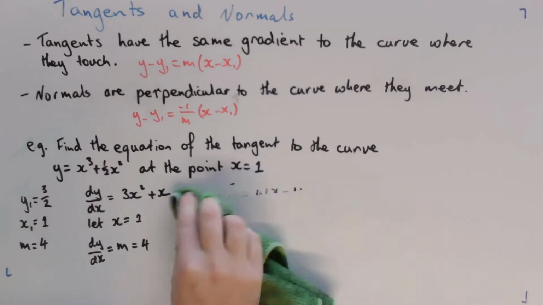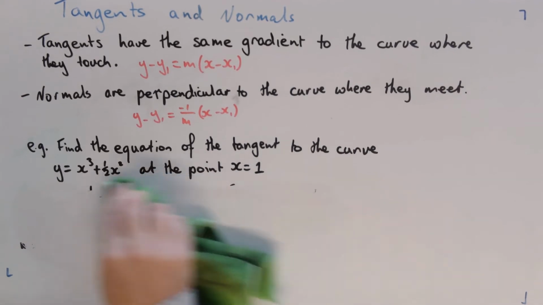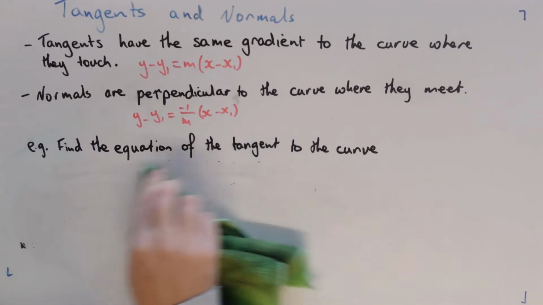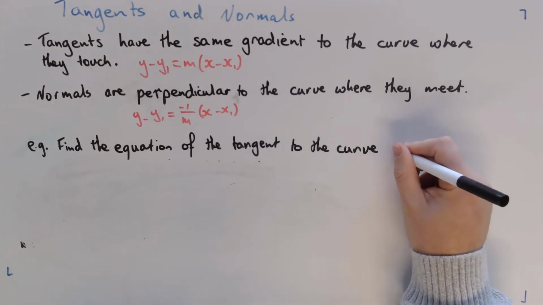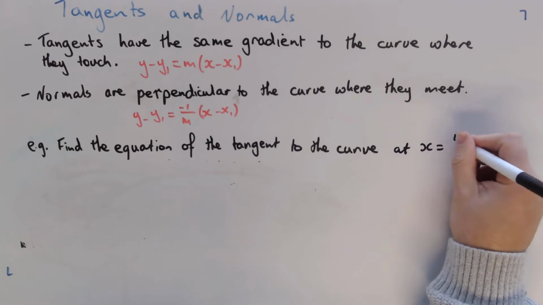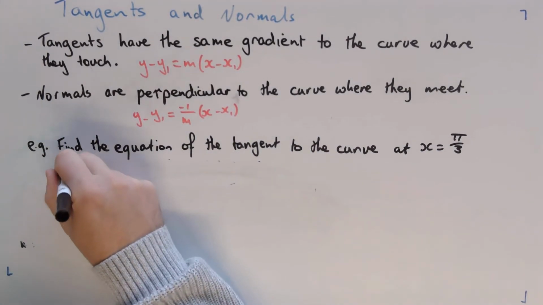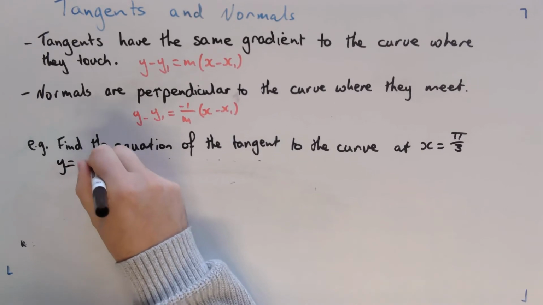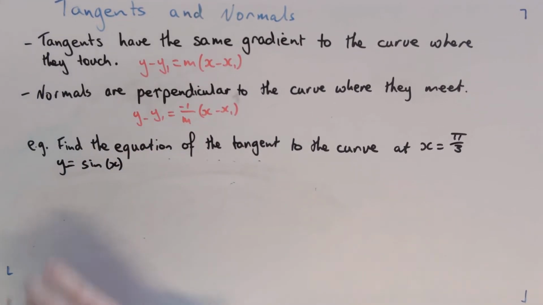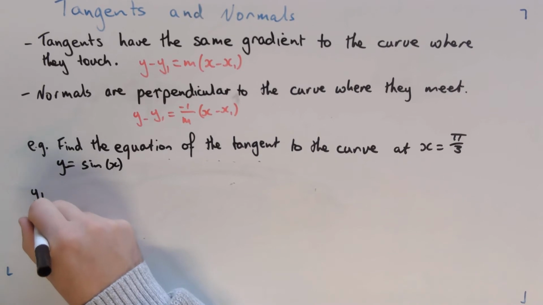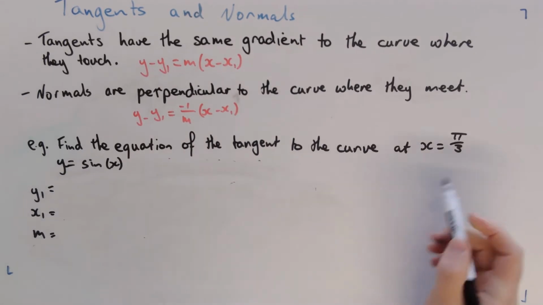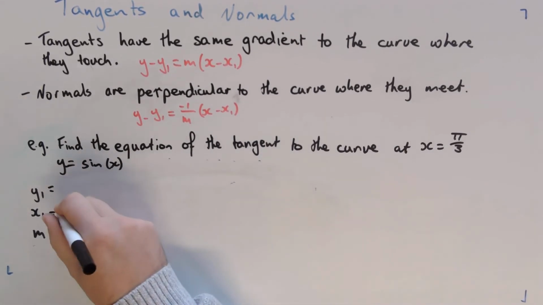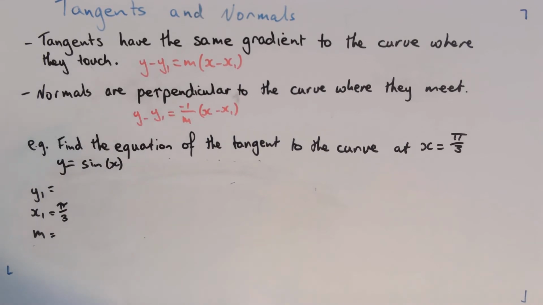I've got a couple of examples to show you. So I'll put this one out. Again, we're going to look at the tangent to the curve at x equals pi on 3, and our equation is y equals sine of x. So again, we're going to need y1, x1, and m. Now again, we've got x1 here as pi on 3, so we'll need to find out what our y1 value is as well.